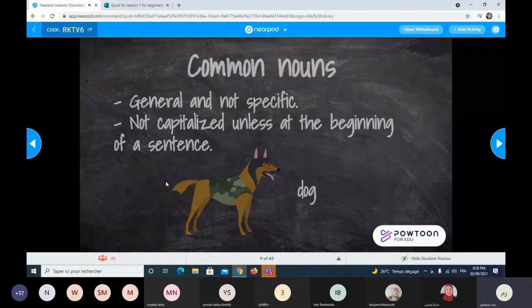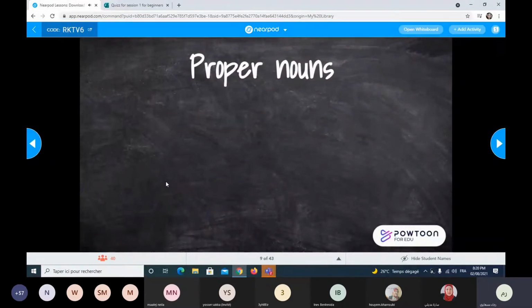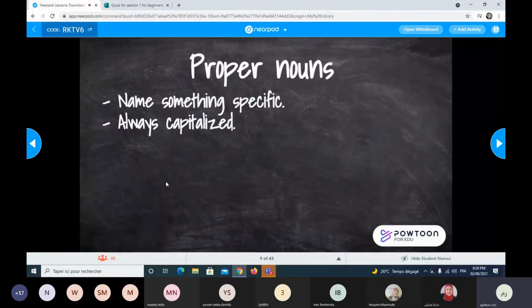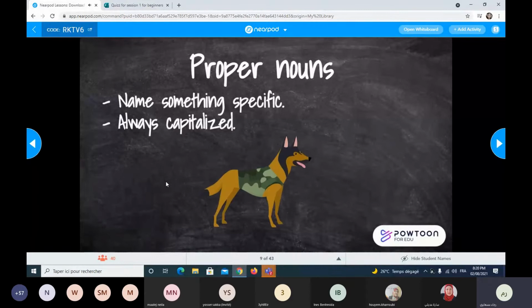Proper nouns, however, name something specific and should always be capitalized. For example, this is Rusty. Rusty is the name of a specific dog, so it's a proper noun, and therefore we capitalize Rusty's name.